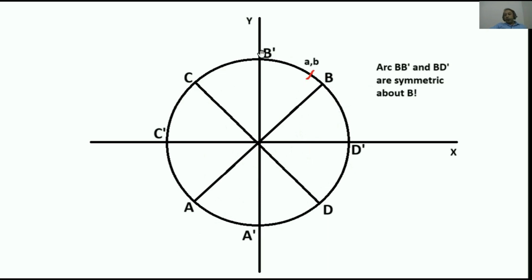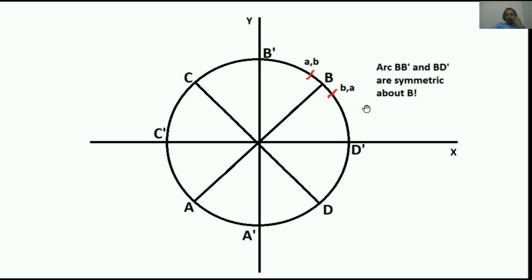Suppose some point on this arc BB dash is (A, B), at some distance from B. The arcs BB dash and BD dash are symmetric about this line, about point B. So if I go downward at a distance equal to this distance, the point will be (B, A): earlier A was x and B was y, now B is x and A is y, because the arcs BB dash and BD dash are symmetric.